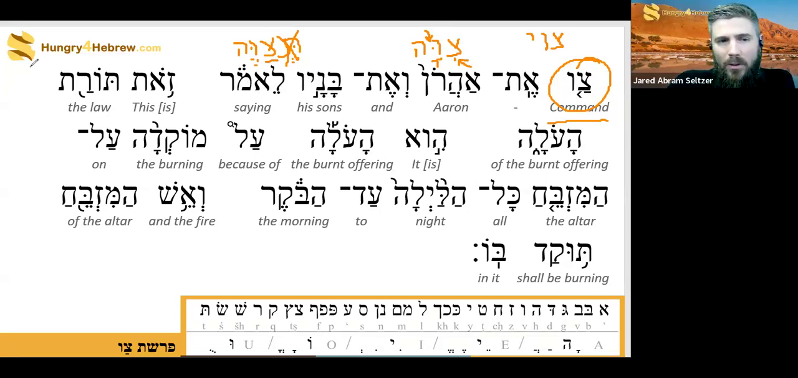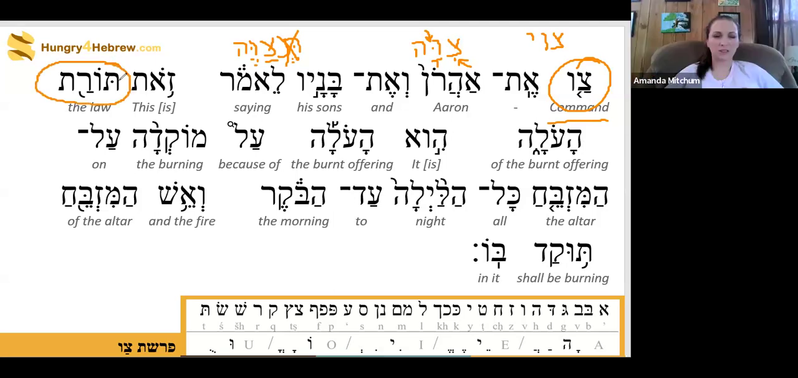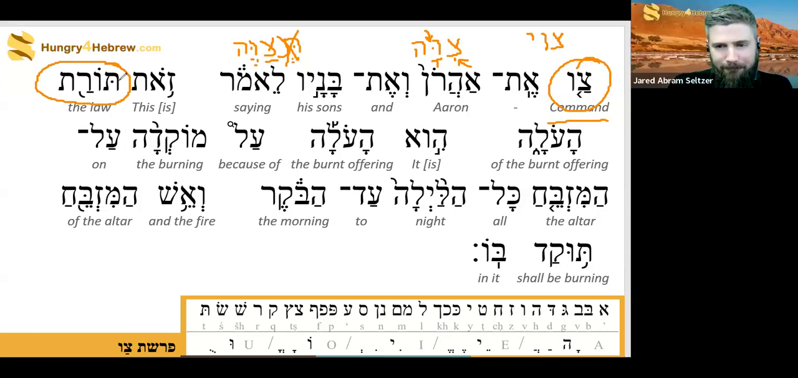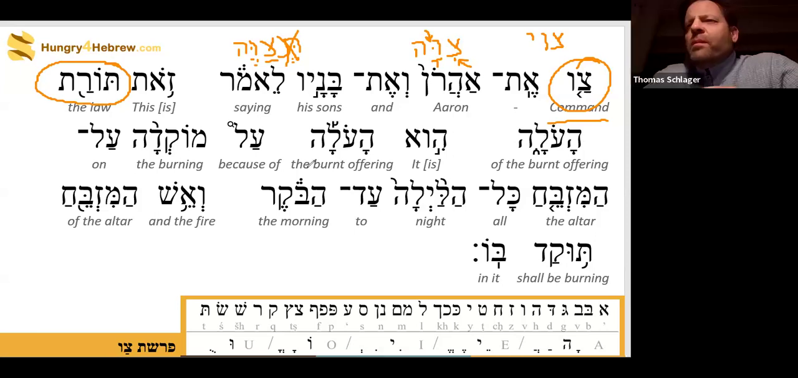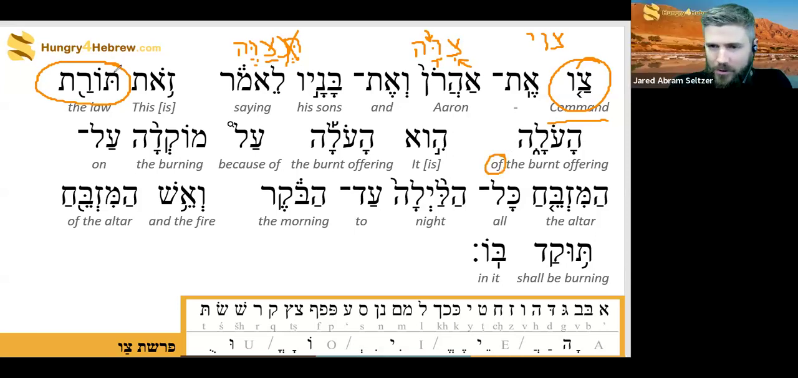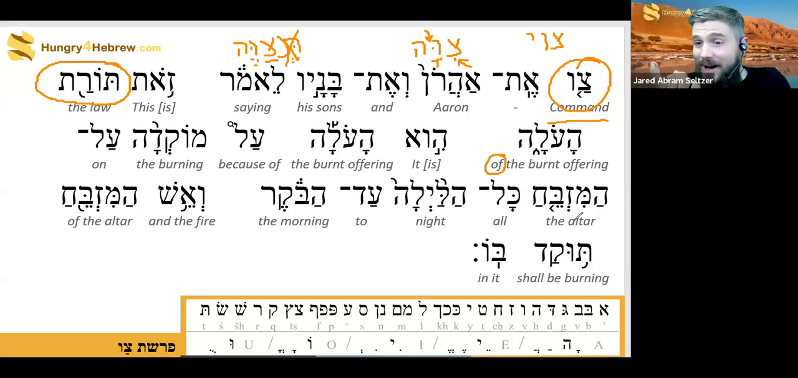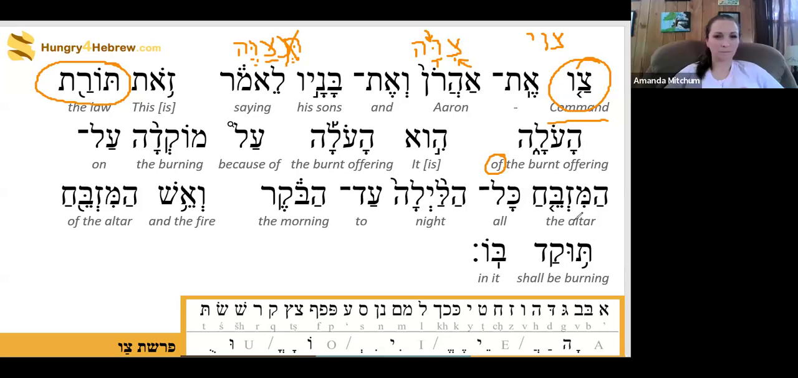Zot Torat ha'ola. Why is there a tav at the end of this? It's a construct chain. What does that mean? The law. Is that the law of the burnt offering? Right. Yeah, it's in a construct chain, which means it's connected to the next word with an of relationship. It's the law of. It is feminine. That feminine tav is making a comeback.